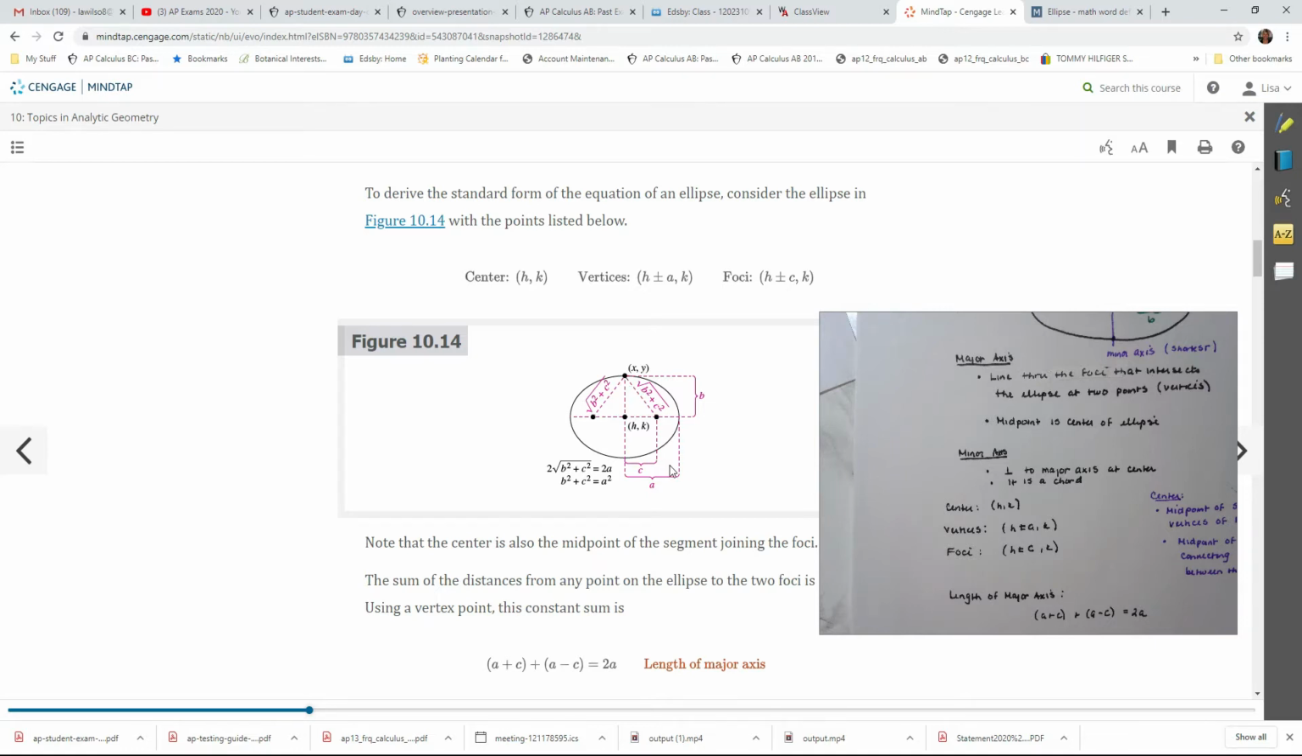So the hard thing on this is you're going to have to keep your a's, b's, and c's straight. A and c are horizontal, and b is vertical.